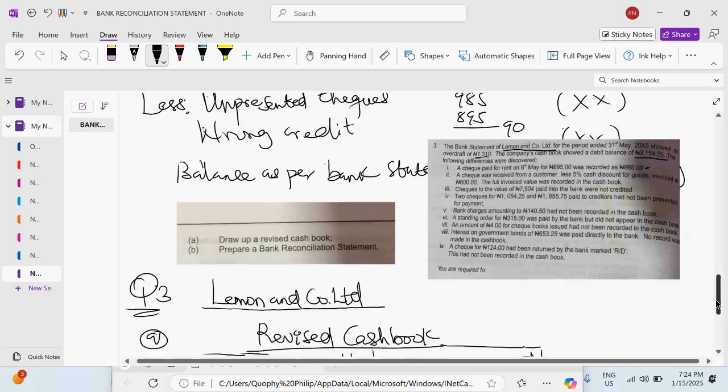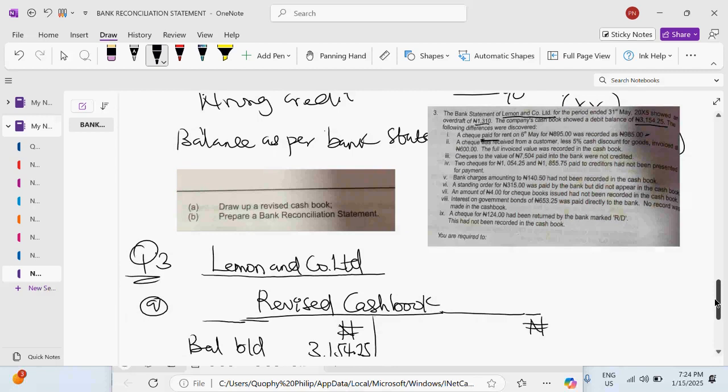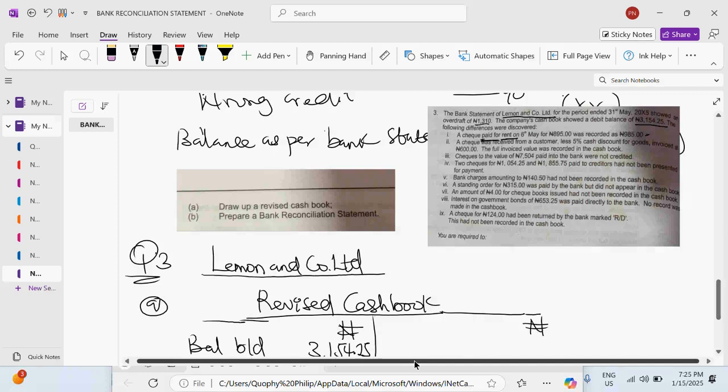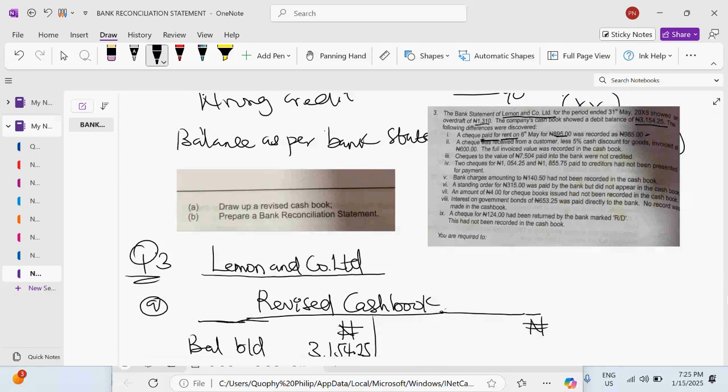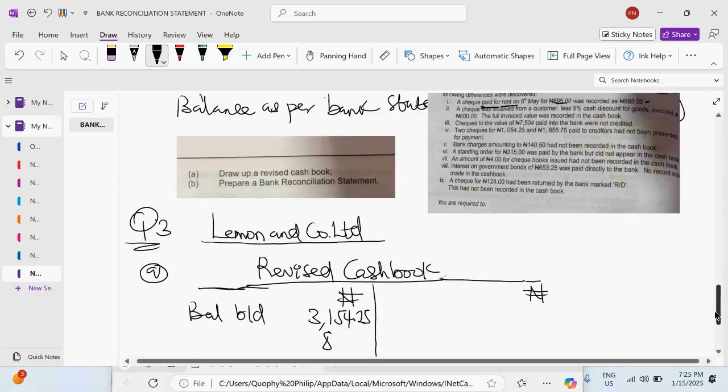Now the next question that we need to ask ourselves: check paid. When we make payment, where do we record it in the cash book? Which side of the cash book do we record it? Is it a check paid for rent? It means we, the business, are making payments for rent. So if we make payment of 895, where do we record it? In the cash book. On which side? On the credit side.